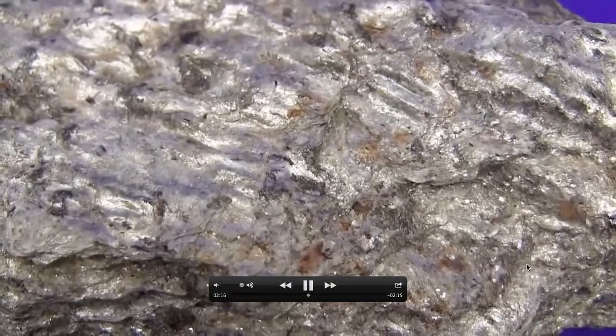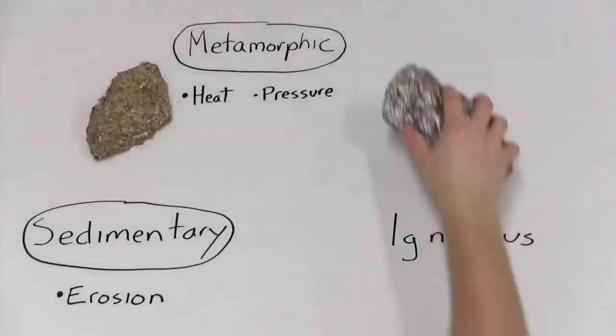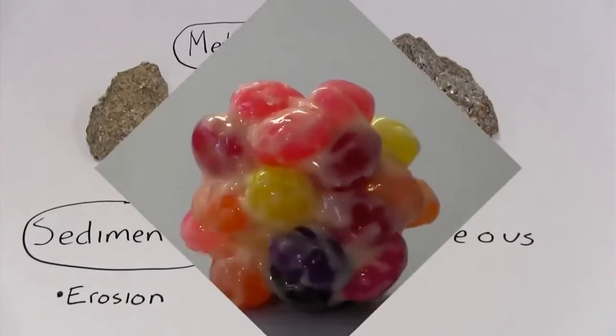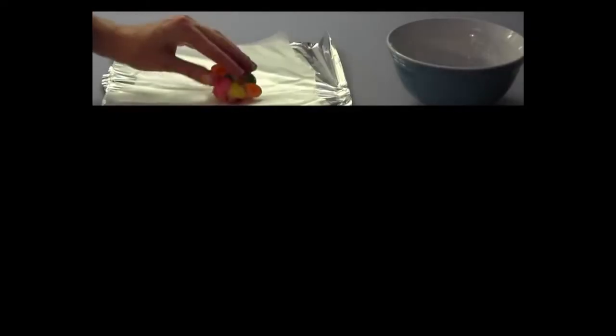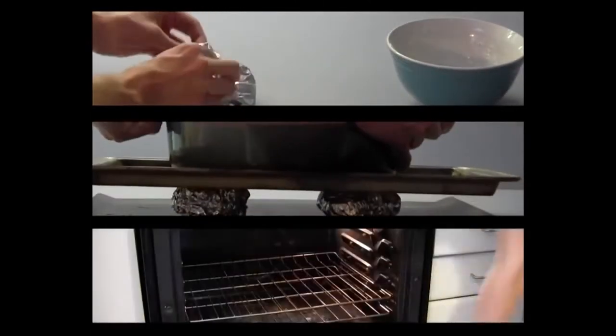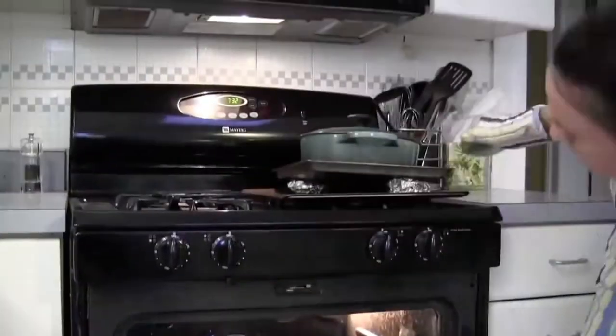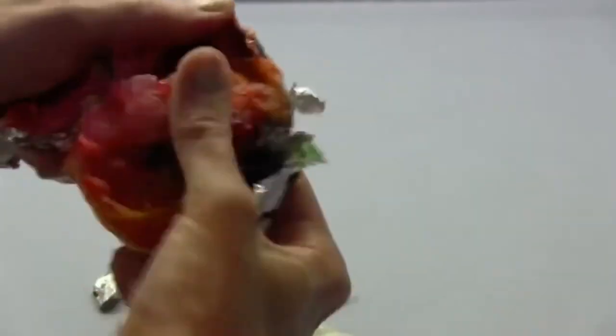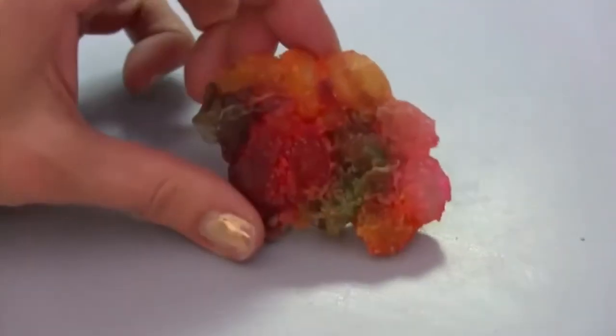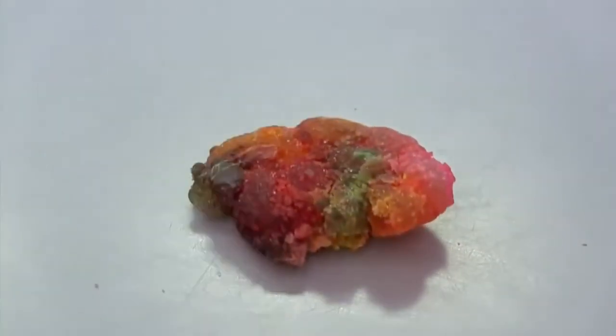Even though it's changed, you can often still see structures of its original components. Let's take our sedimentary jelly bean rock and turn it into a metamorphic one with heat and pressure. To add pressure, we'll put this heavy pot on top. For heat, we'll stick it in the oven for about 30 minutes. After it's cooled, you can see how our jelly bean rock has formed a more solid unit. However, you can still see the individual pieces of candy, but the structure has fundamentally changed.